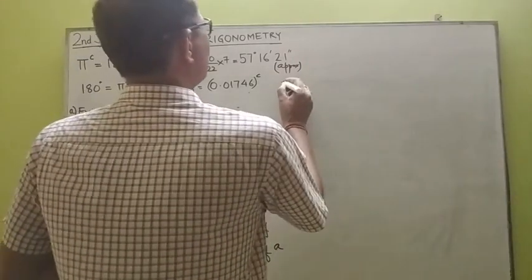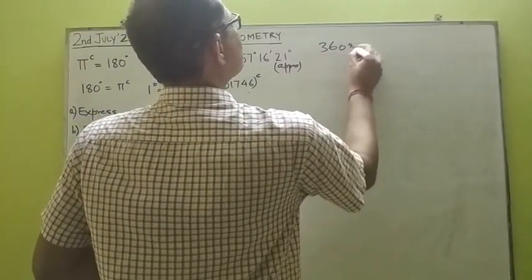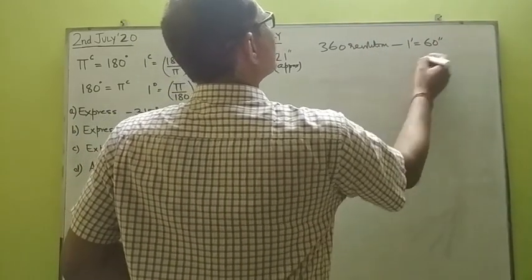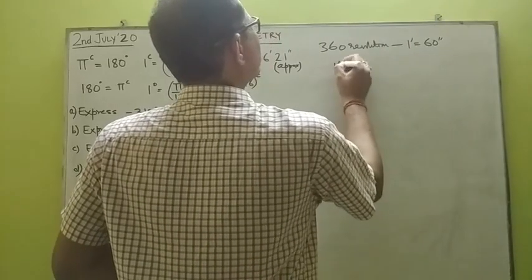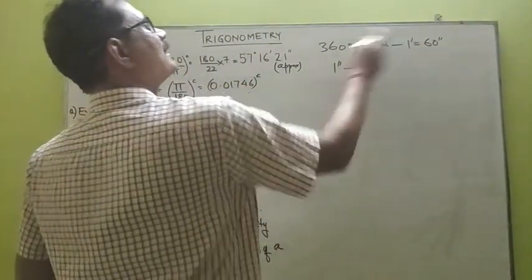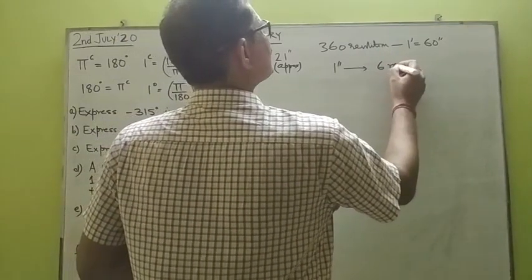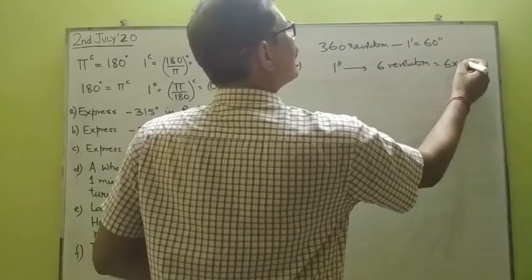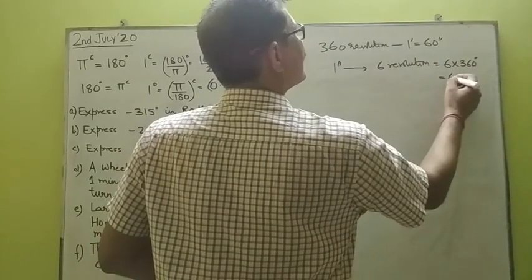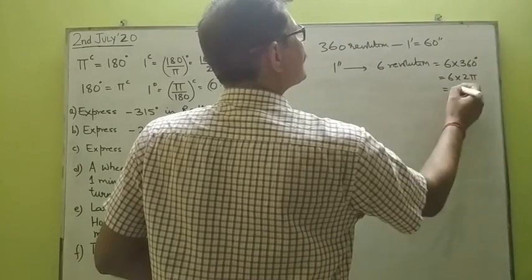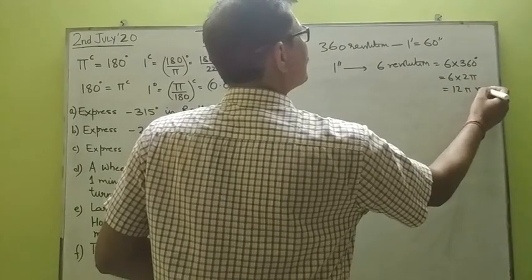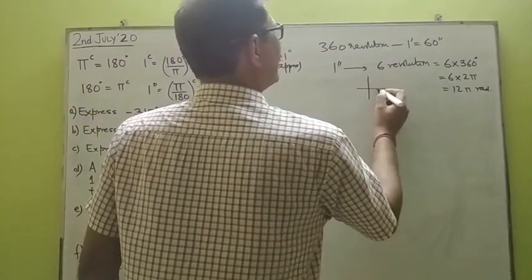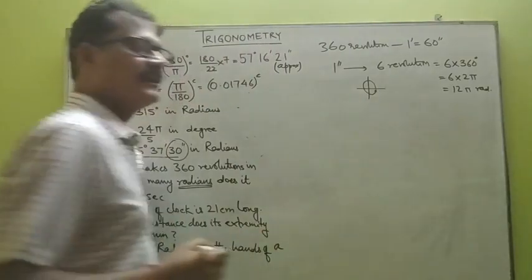So we can say that 360 revolutions are made in 60 seconds. If we find how many revolutions are made in 1 second, by the unitary method it turns out to be 6 revolutions. And you know that 1 revolution is 360 degrees, or it is the same as 2 pi radians. So it becomes 12 pi radians. So the answer is 12 pi radians.